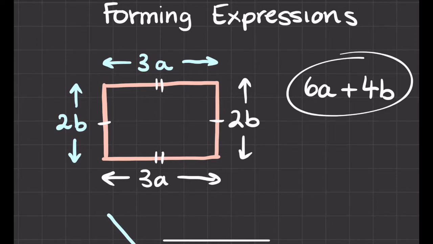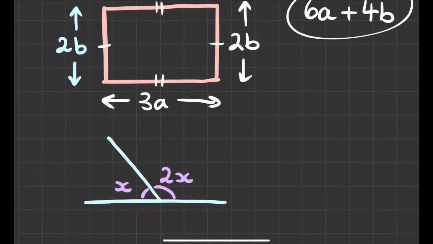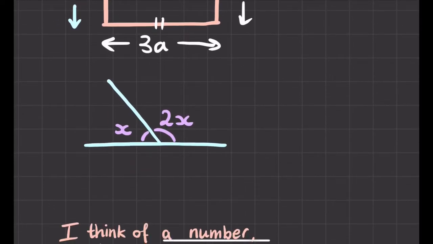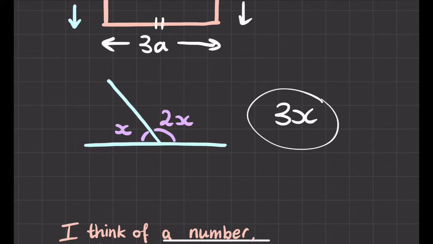Okay, we'll come back to that a little bit later on. Right, here I've got some angles on a straight line, and I might say to you, what is the total angle of those two combined? You might say, right, well, if I've got x and then I add on another 2x, then in total I've actually got 3x. So the total angle there is 3x, and that would be an expression. Here's my expression for the total angle in that diagram.